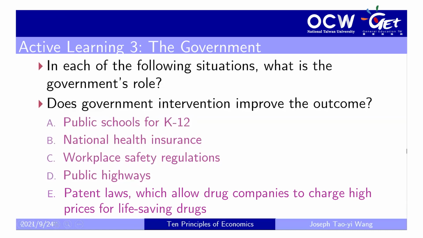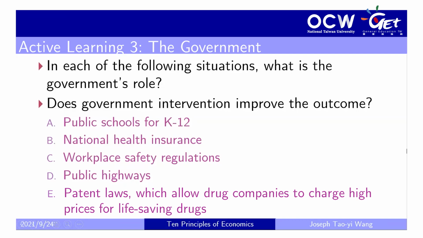But in any case, does the government improve the outcome by providing a national health insurance plan? Think about workplace safety regulations or public highways. Or what about patent laws? Because of COVID, we actually see this. Different vaccines are charged a different price. AZ is very, very cheap compared to, say, Moderna or BNT, which charge substantial amounts of money. So this is protected by patents. But what that means is that these drug companies can charge very high prices for these life-saving drugs.